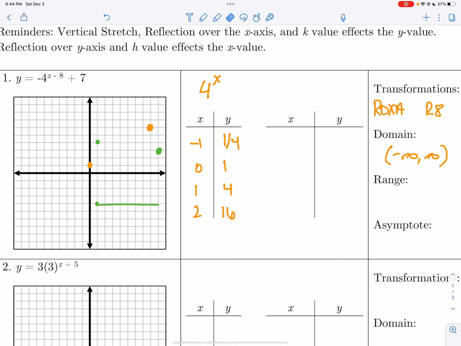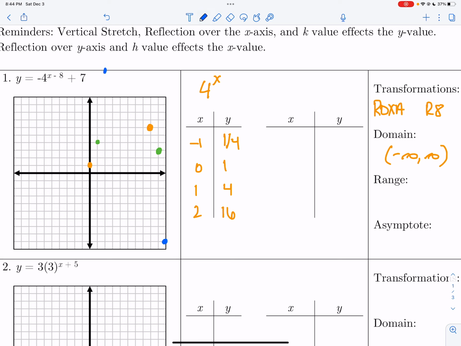Then I'm also going to do, let's say, 216. I know that 216 is like all the way up here. So 216 is right here. I'm going to go up 8. So that gives me 10. Then I'm going to go up 7. So that's going to be at 9. So that's my point here.